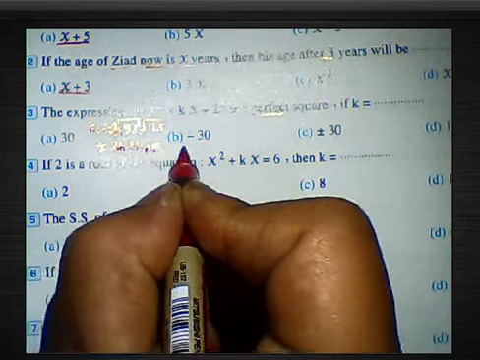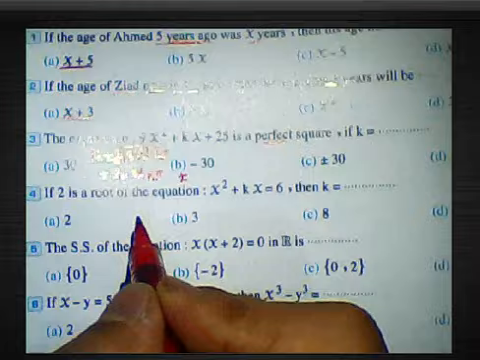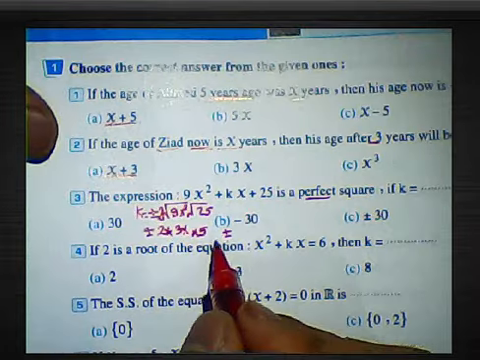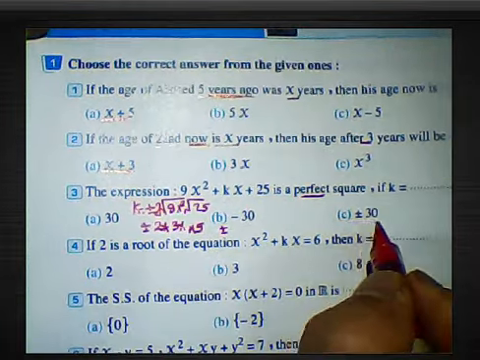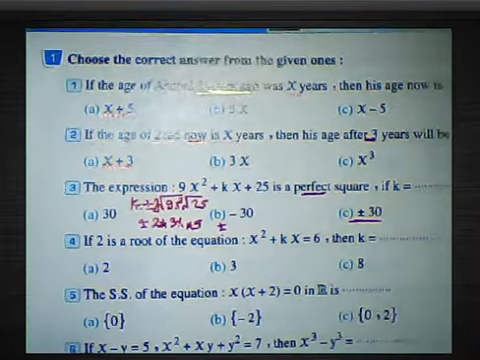The result will be positive or negative. 2 times 3 equals 6. 6 times 5 equals 30. So the result will be positive or negative 30.